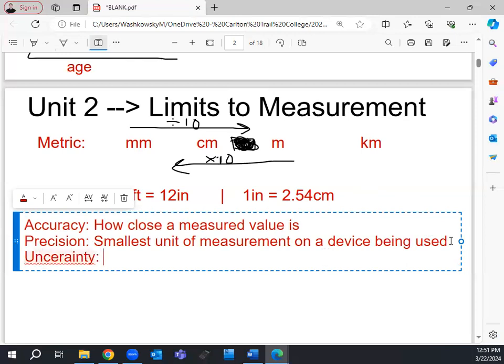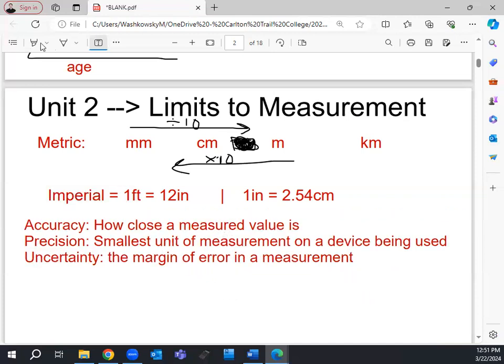Which brings us into uncertainty, which is the margin of error in a measurement. So what is uncertainty? Well, if I'm looking at the same clock here, I know that I can measure up to a minute, but I am uncertain of how many seconds that is. I can be 30 seconds ahead or behind.